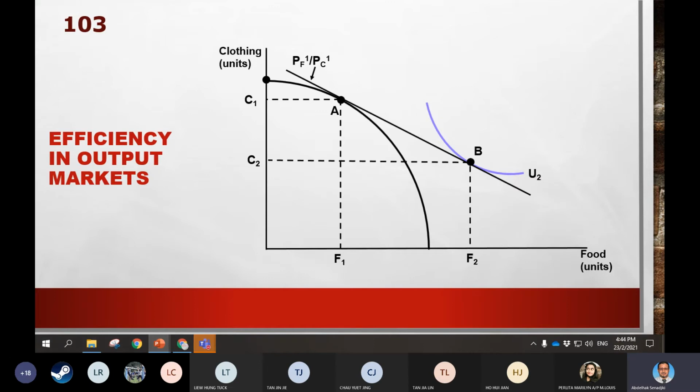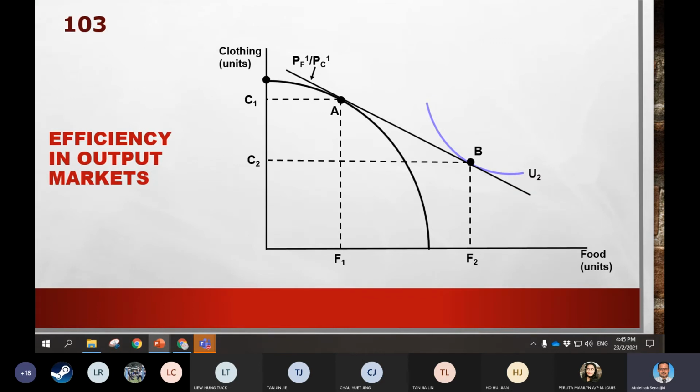So in that case, the prices in the market will adjust automatically. How? The price of food will rise because people demand more food. There is shortage of supply or excess of demand, so the price of food will increase. At the same time, the price of clothes will fall because we have excess supply and shortage of demand. Supply is more than demand, so the price will fall. So the price of clothing falls, and the price of food increases.